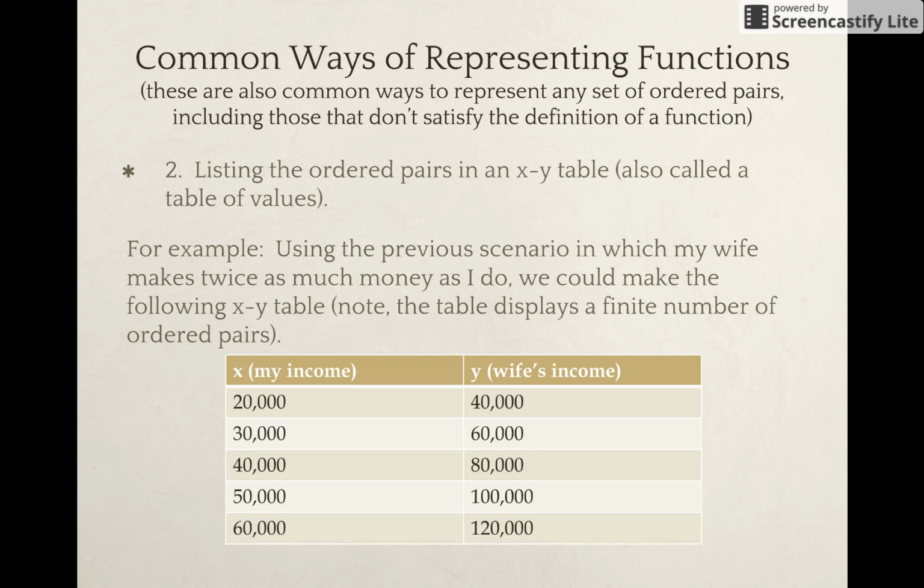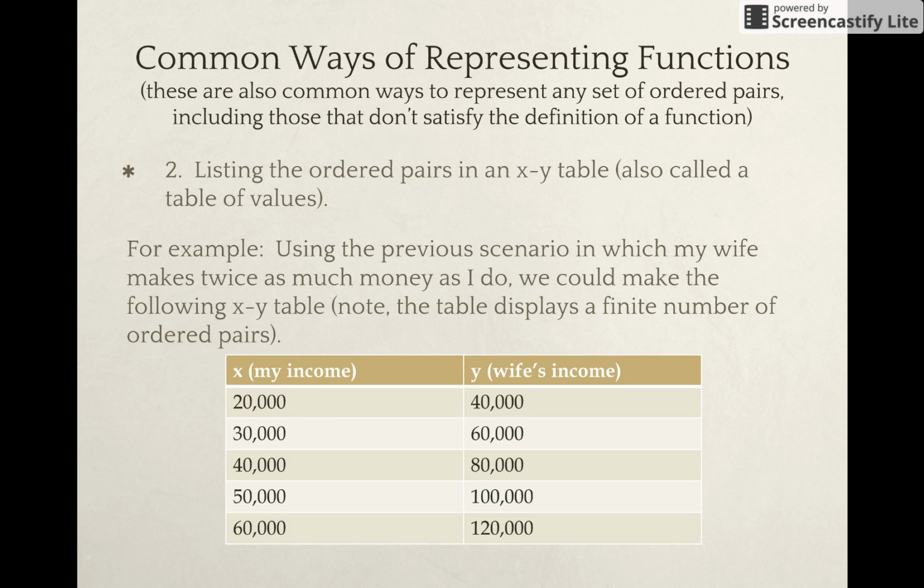Second common way of representing functions is by looking at an XY table. Some call this a table of values. And going back to the previous example of my income and my wife's income, we can see here some of the ordered pairs that would be present in this table of values. If I make 20,000, she makes 40,000. If I make 30,000, she makes 60,000, and so on.